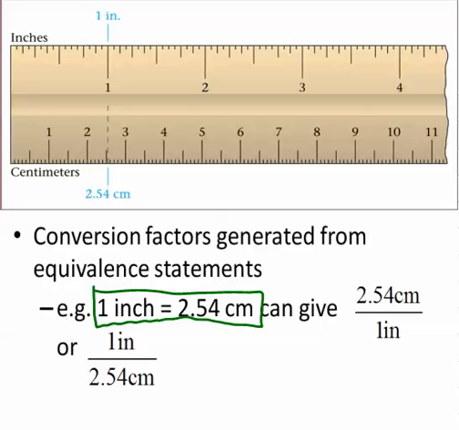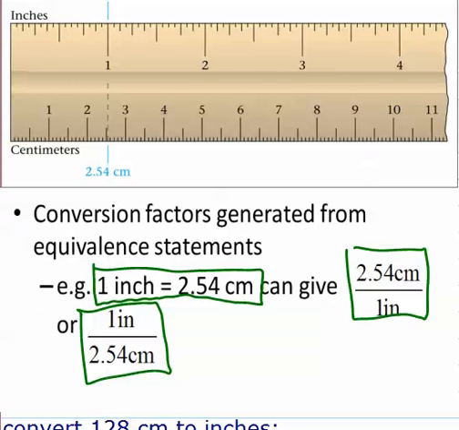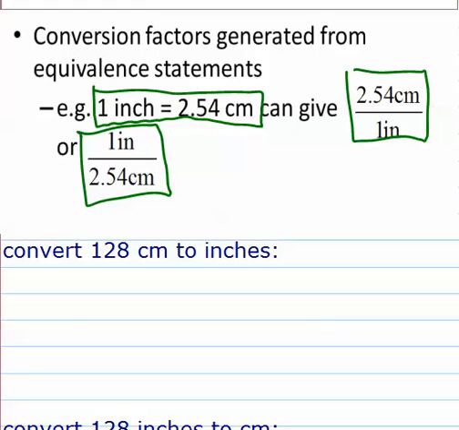Now we can derive a conversion factor by either saying that there are 2.54 centimeters per 1 inch, or for every 1 inch there are 2.54 centimeters. And we will arrange it in one of these two ways depending on how we want to use this equivalence statement, and that is this conversion factor. So for example, if we have 128 centimeters, we want to go to inches, we are going to arrange our conversion factor in such a way that our centimeters cancel and we are left with inches as our units.